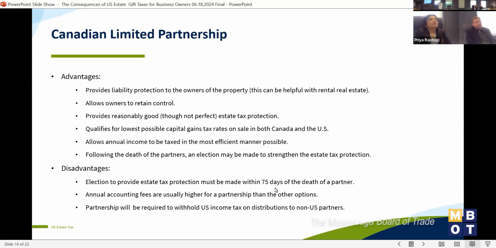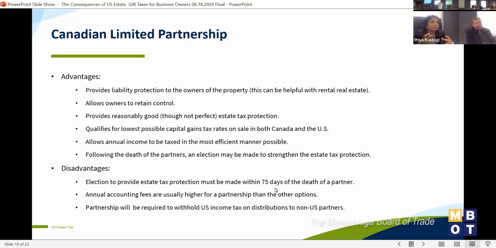So the next structure we'll talk about is the Canadian limited partnership. How about investing in US real estate through your Canadian partnership? What we are trying to do here is move the domicile of the real estate to Canada. Otherwise, it would become part of the US situs assets. But by moving it into a Canadian limited partnership, it would not be considered a US situs asset.